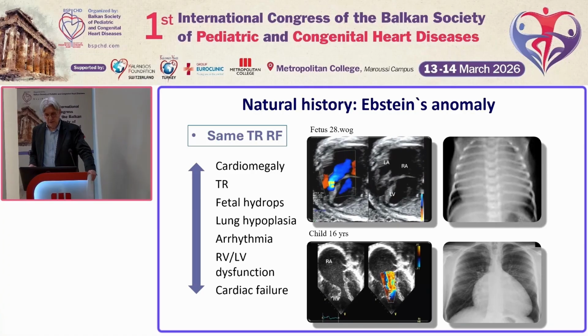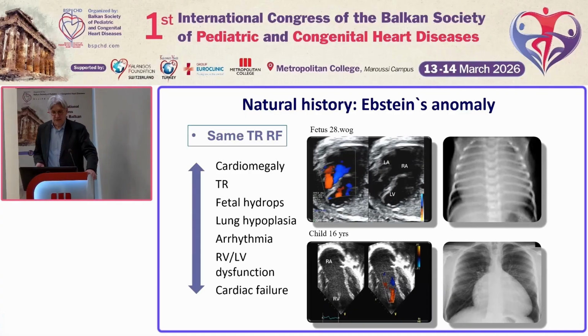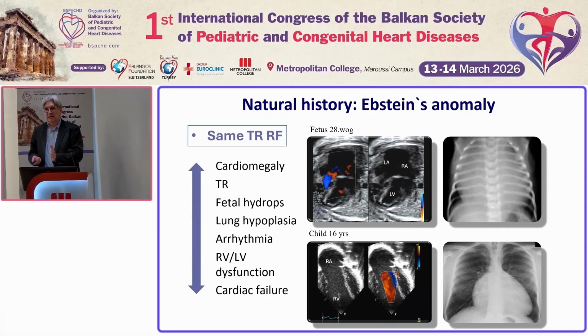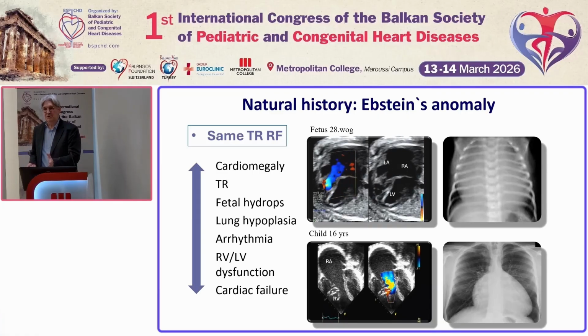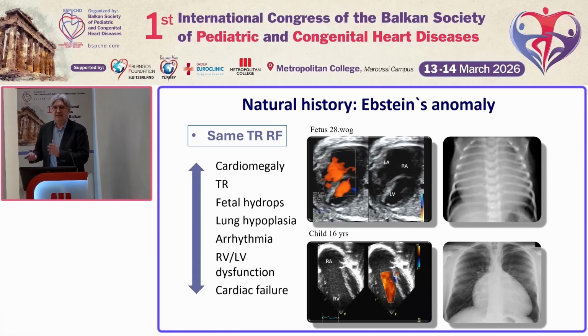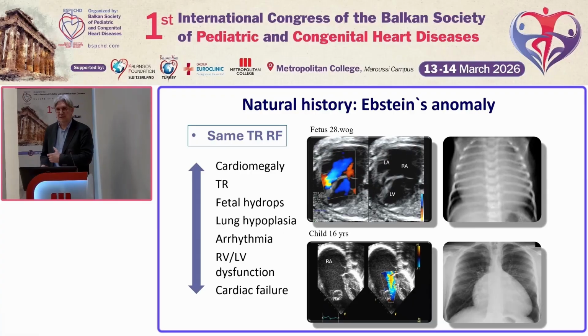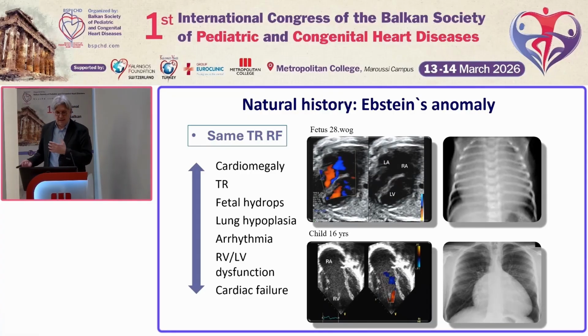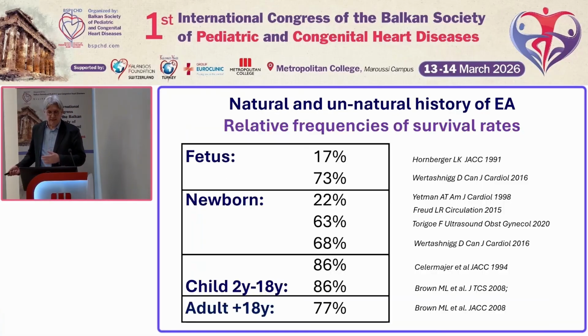I want to show you only this fetal and nearly adult Ebstein heart, and actually this is what we are talking about. Is it about the valve or is it about the right ventricle? If you see these two cases and measure the regurgitant fraction, it's almost identical. It doesn't matter whether you have severe or less severe tricuspid regurgitation, the outcome can be completely different.